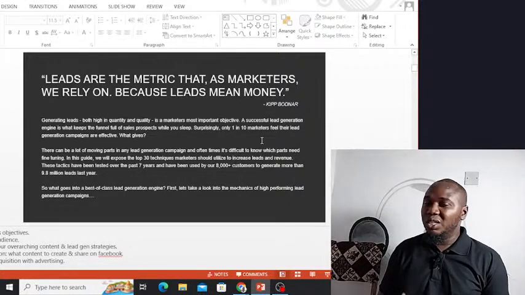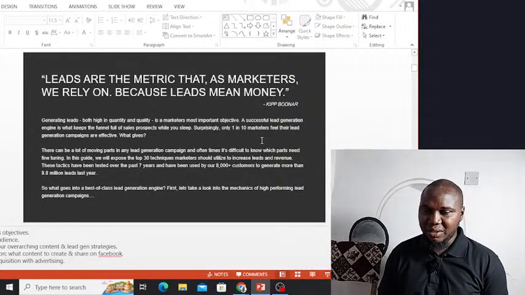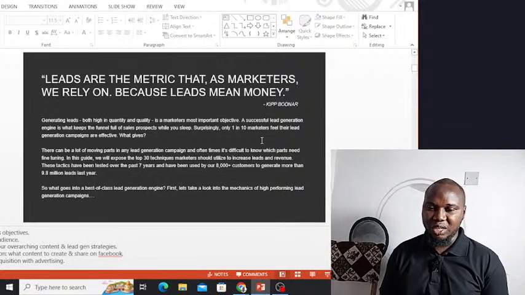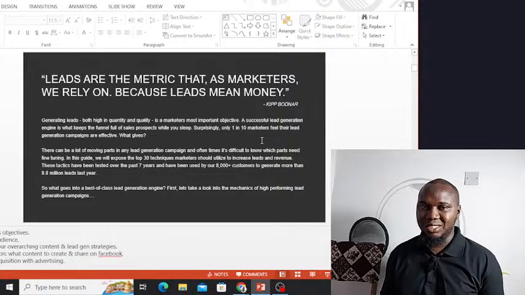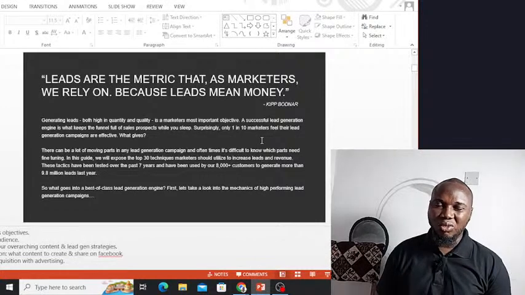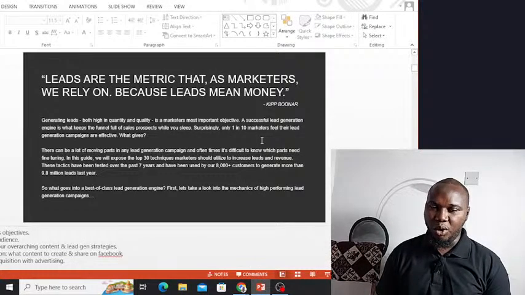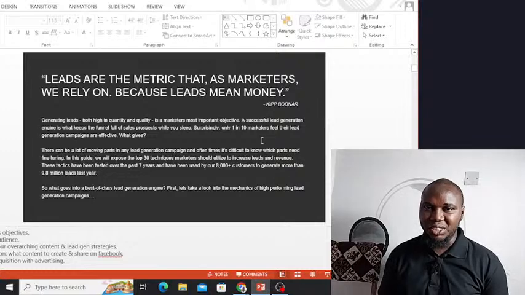Surprisingly, 1 in 10 marketers feel their lead generation campaigns are effective. So one of the things you really want to look at is how effective your lead generation strategy is, and confirm objectively that your business is growing because you are generating leads.